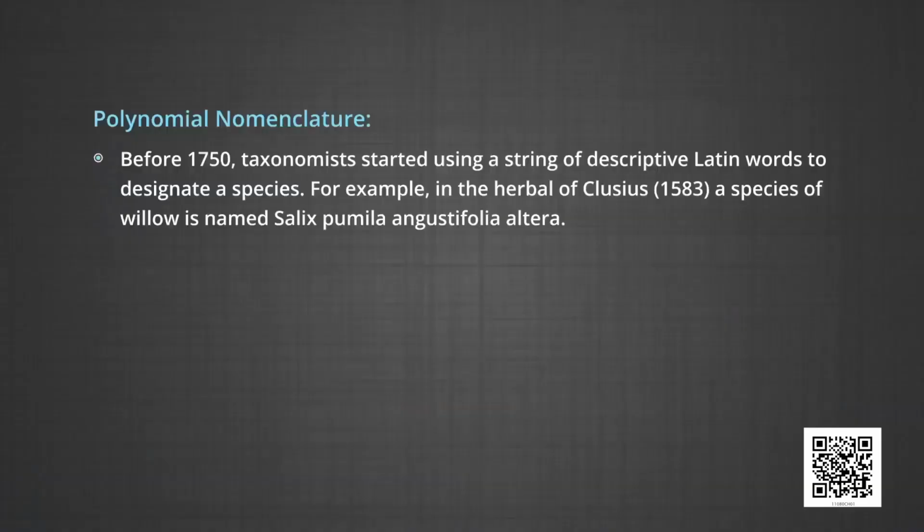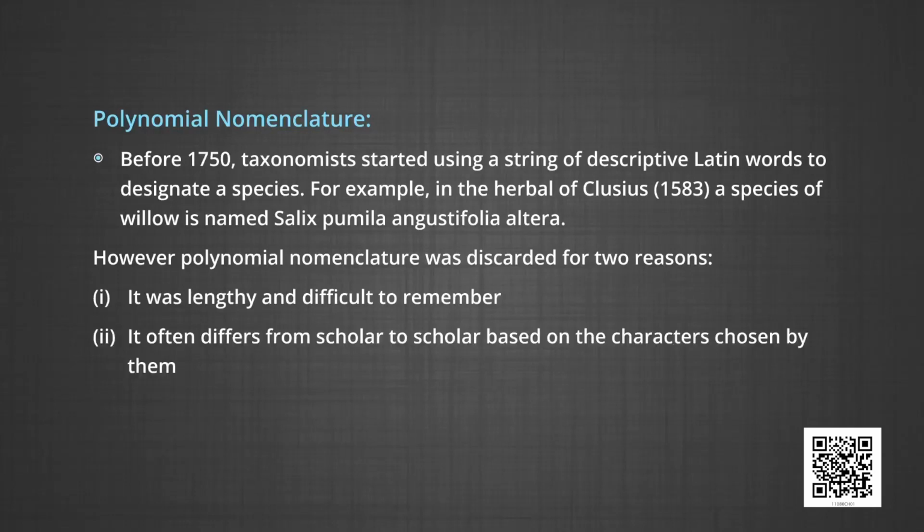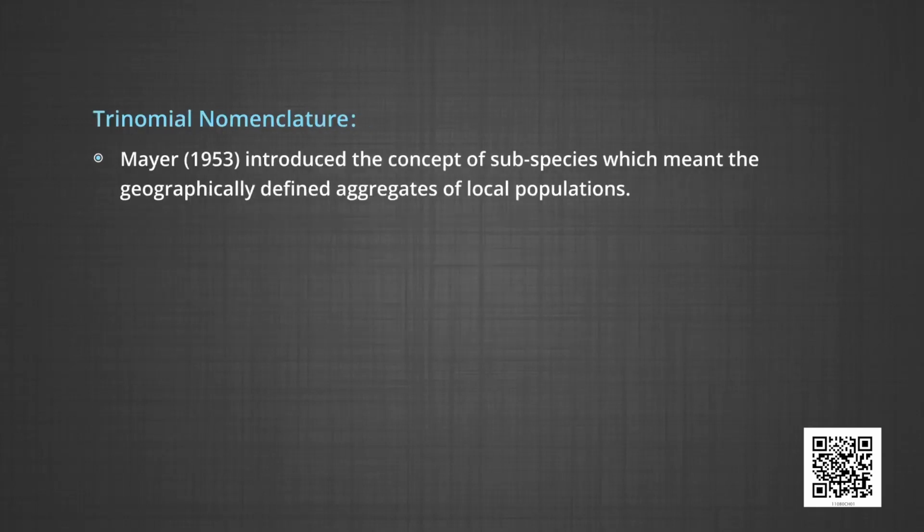Polynomial nomenclature. Before 1750, taxonomists started using a string of descriptive Latin words to designate a species. For example, in the Herbal of Clusius, 1583, a species of willow is named Salix pumila angustifolia altera. However, polynomial nomenclature was discarded for two reasons. It was lengthy and difficult to remember. It often differs from scholar to scholar based on the characteristics chosen by them.